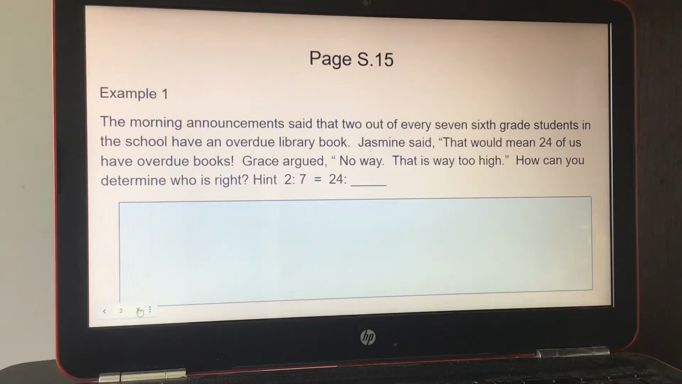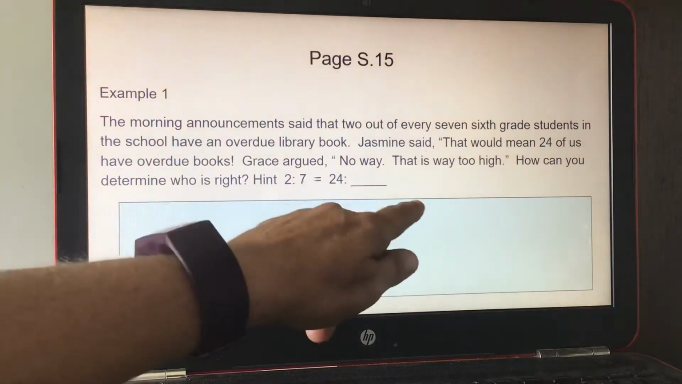The morning announcement said that 2 out of every 7 sixth grade students in the school had an overdue library book. Jasmine said that would mean 24 of us have overdue books. Grace argued, no way, that is way too high. How can you determine who is right? Hint, 2 to 7 equals 24 to blank.